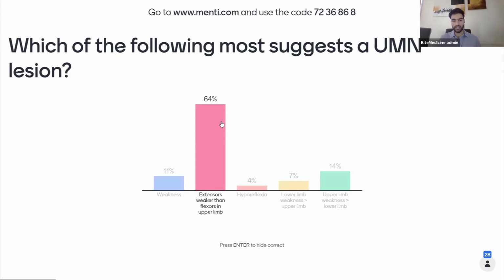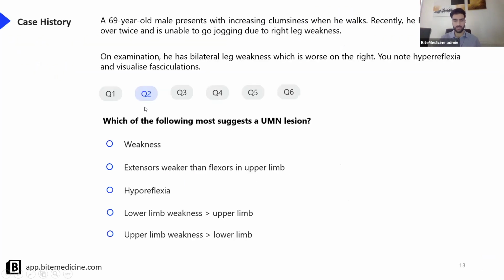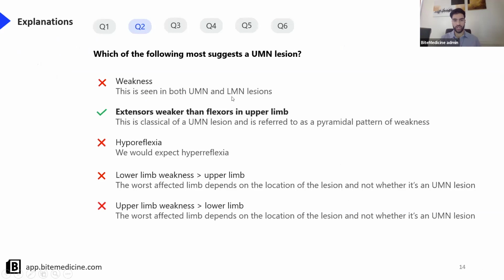Good. So the extensors are weaker than the flexors in the upper limb. That's characteristic of an upper motor neuron lesion, in particular a stroke, really. So that's more characteristic of a stroke, which is an upper motor neuron disease. But weakness you can get in both upper motor neuron and lower motor neuron lesions. Let's just go over to the answers.